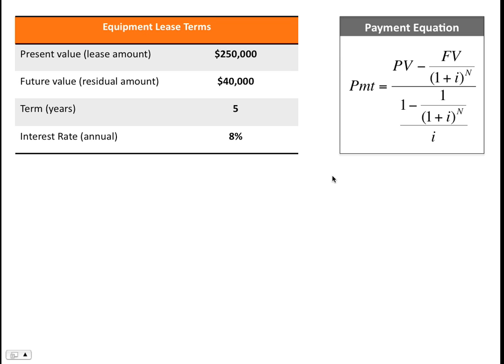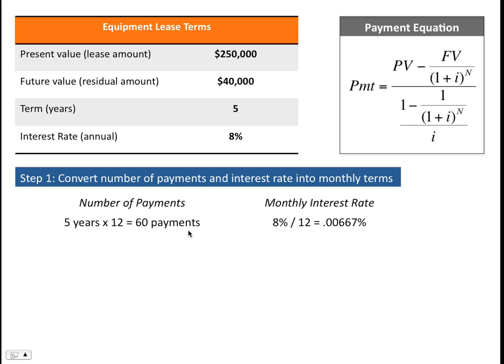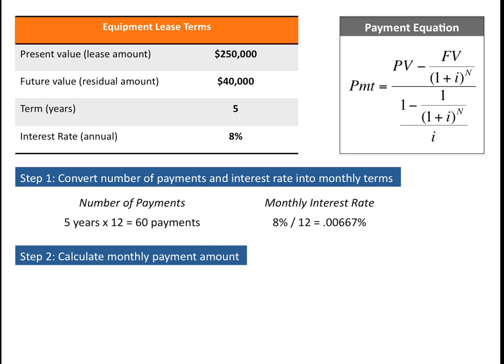So the first step in the calculation is to convert the number of payments and interest rate into monthly terms as they're given in annual terms up above. So first, the number of payments. It's a 5-year lease. We multiply that by 12 and we have 60 payments. Second is the monthly interest rate, where we take the annual interest rate, we divide that by 12, and we get 0.00667% of monthly interest.